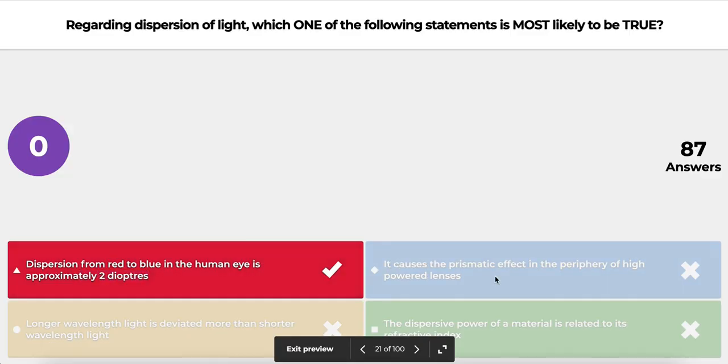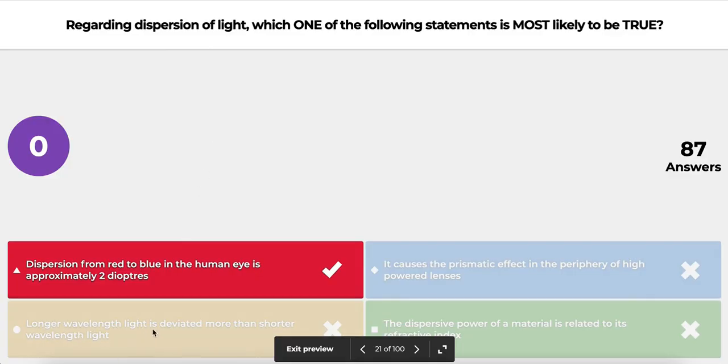It causes the prismatic effect at the periphery of high-powered lens. Although this sentence looks normal or right, actually this is not the result of dispersion, but the reverse, meaning that it is the cause and the dispersion is the result. So the prismatic effect in the periphery of the high-power lens is what will cause the dispersion of light.